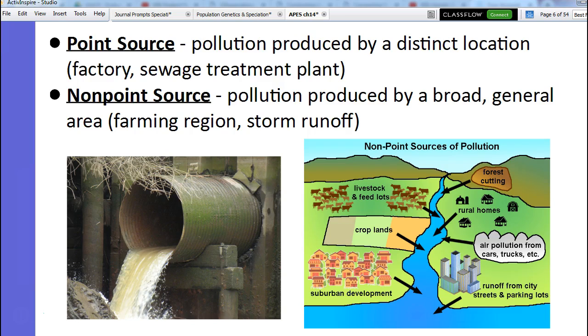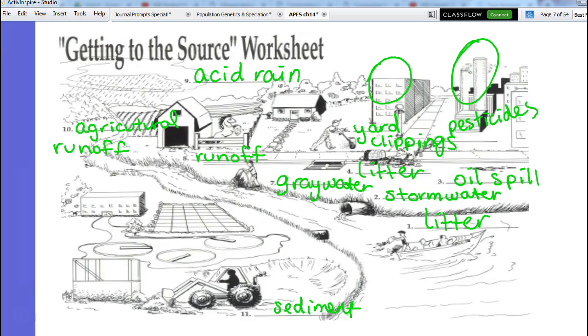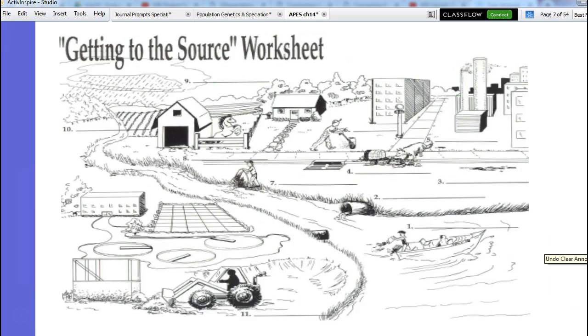All of the numbers are non-point sources. Okay, so all of the numbers are non-point sources that we're going to identify. Big, general things that typically we can't say came from one point or one source because they're hard to trace. Okay, so number one, what does it look like this guy's doing?